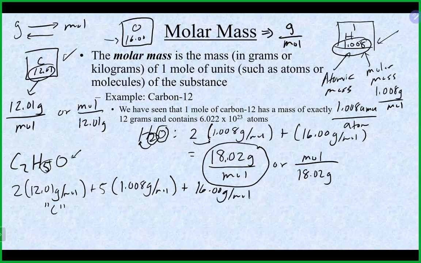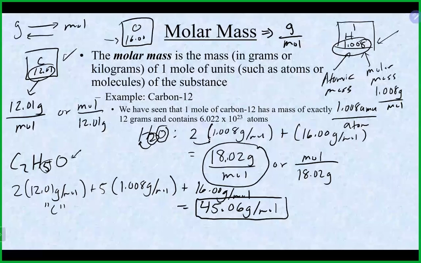grams per mole. This is going to give us a molar mass of 2 times 12.01 plus 1.008 times 5 plus 16. So 45.06 grams per mole would be the molar mass of this particular compound. Again, you could just add up all the parts.